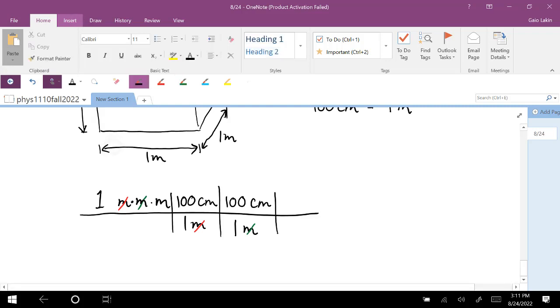Do it one more time. 100 centimeters over 1 meter. That cancels the last one. And now you can see that the only units that are left are centimeters cubed, centimeters times centimeters times centimeters. And all we have to do is multiply out the numbers, and 100 times 100 times 100 is 1 million of those centimeter cubes.